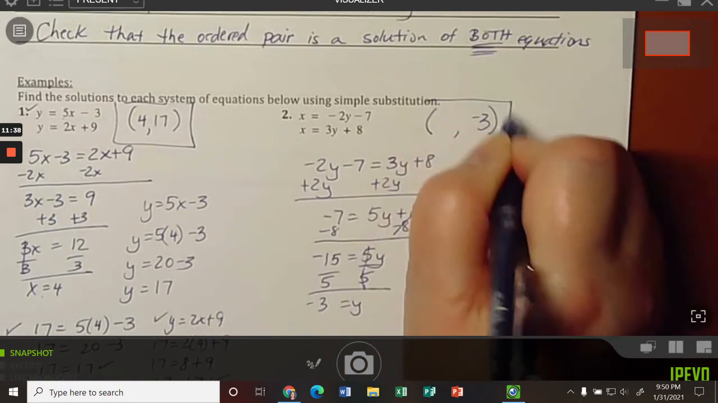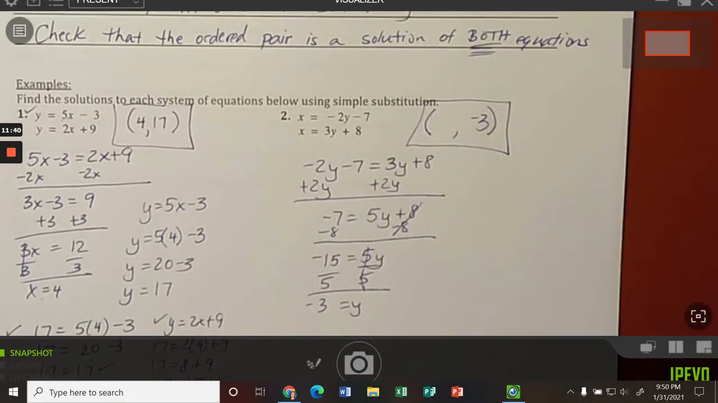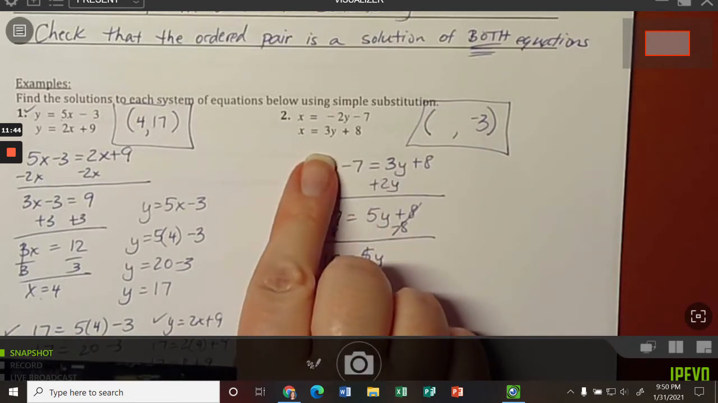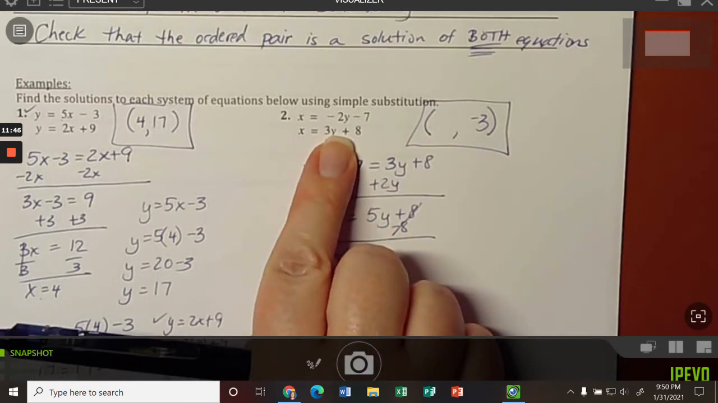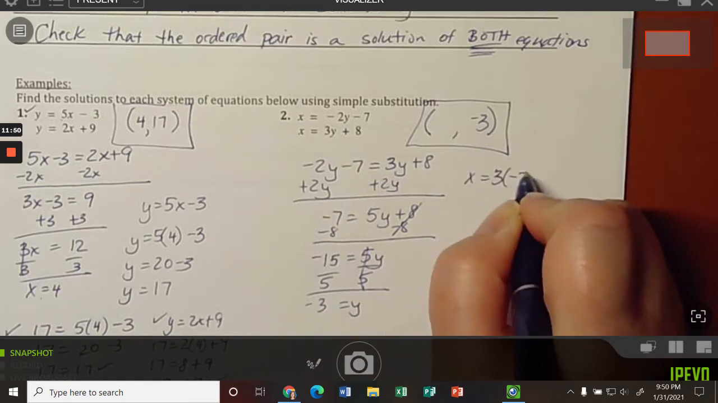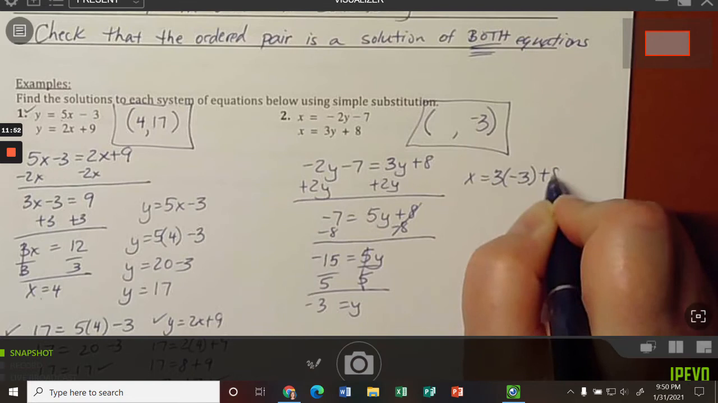Okay, so we have the y value for our solution, so we can substitute that into either equation and solve for x. So I'll just plug it into the second equation. x equals 3 times negative 3 plus 8.